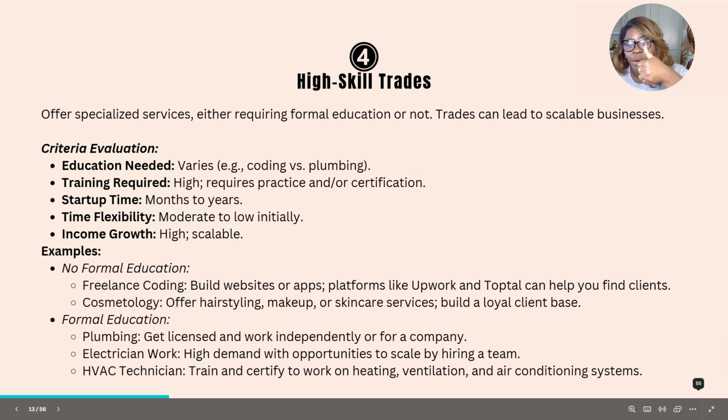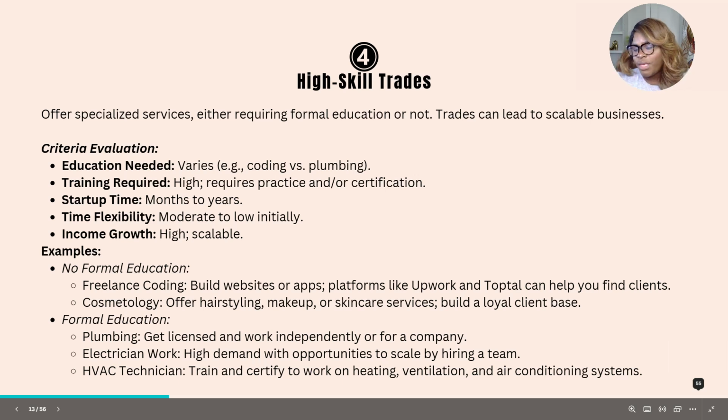Training required is very high. This is why with education, I'm like, oh, you may not need an education, but you do need training. And the training is really high because in order for it to be a high skill, that means that you do it with a certain degree of expertise and you do it better than me, right? So this requires practice and often it requires certification. So there's a body that's certifying that you actually have the education and the knowledge and the practice for this high skill trade. Startup, this is months to years, right?